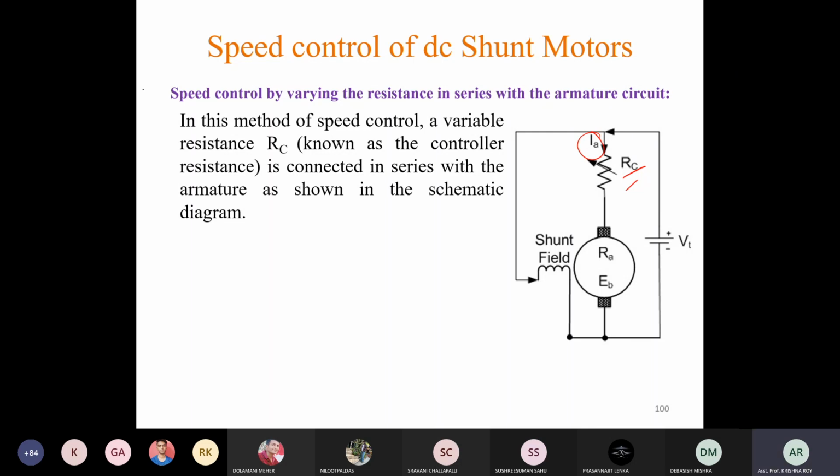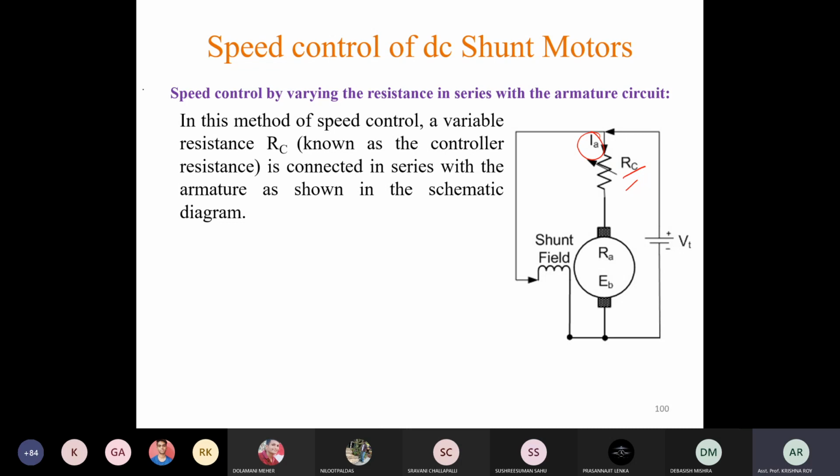Now remember one thing, that this Ia will change only for a very small period of time. That means during the transient only. When the motor reaches its stable operating speed, this armature current will be the same as the previous value. So that we will see later on.